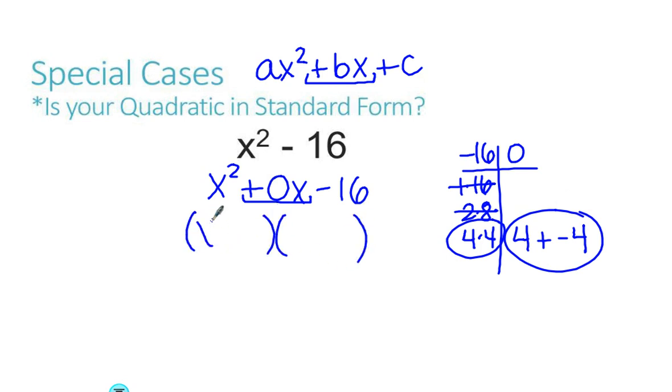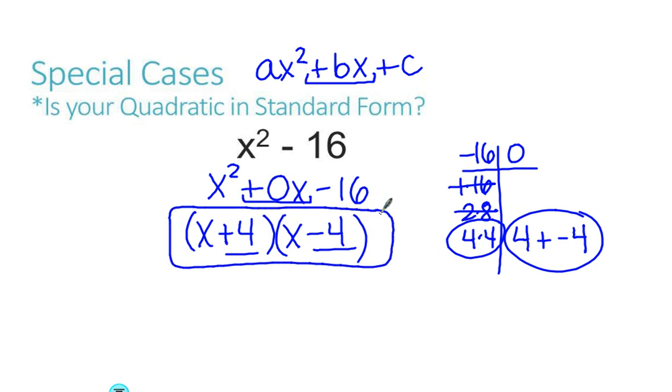Here's my setup. The blanks are what we just found: a positive 4 and a negative 4. And this would be your final answer. So at least you know that whenever you have that 0x involved, it helps you eliminate lots of factor pairs that are not going to work. We have to find the factor pair that's a number times itself.